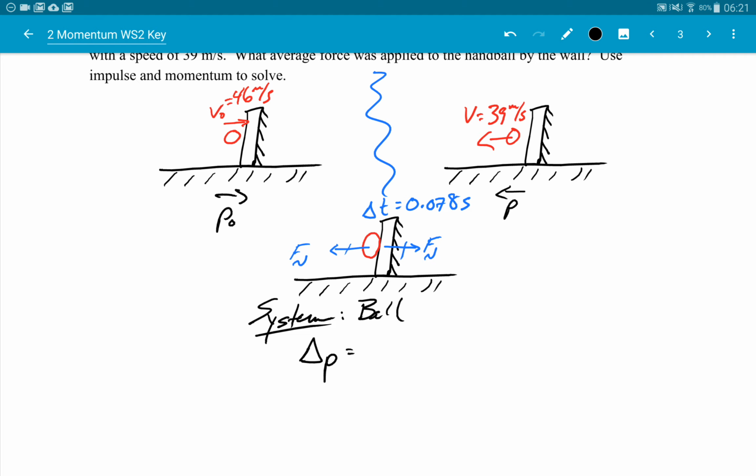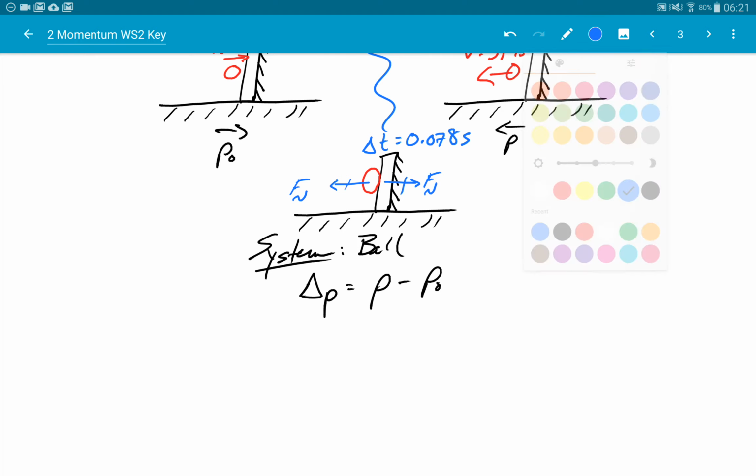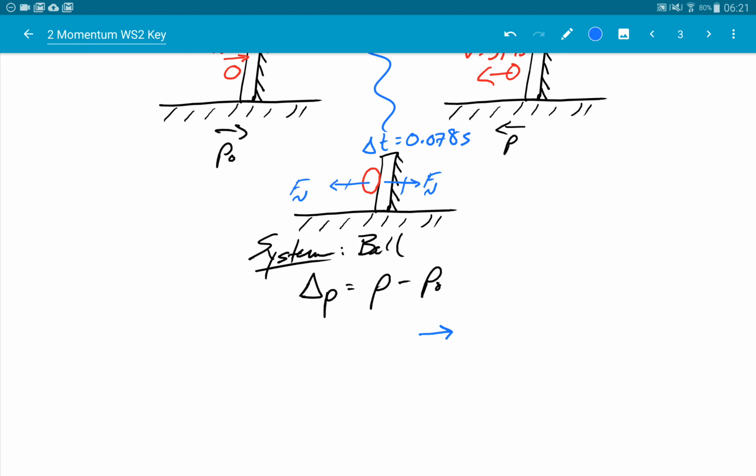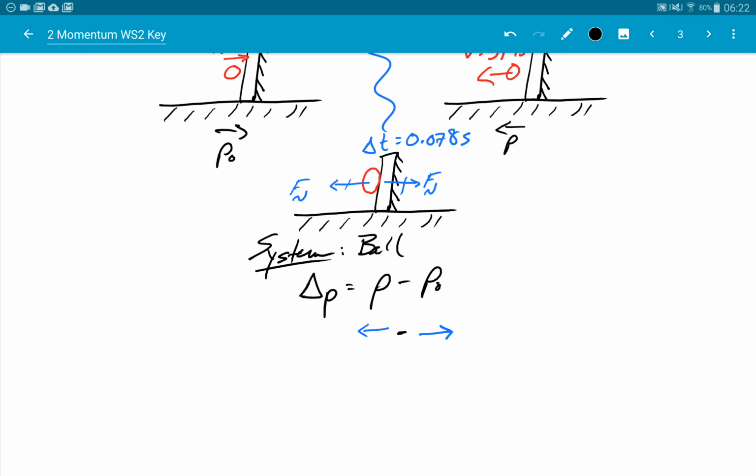The change in momentum is just the ending bit minus the beginning bit. Let me show that vectorially here. The beginning bit was momentum that was going this way. The ending bit is momentum that's going that way, and we're going to subtract those two. And you go, oh, well now if I subtract those two, they're not even going the same direction. We're looking for the difference between these.